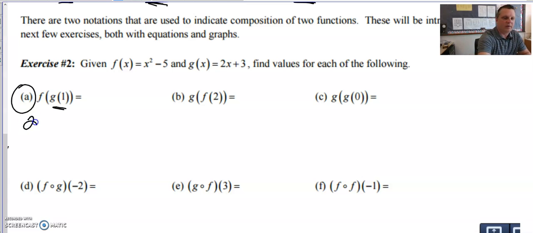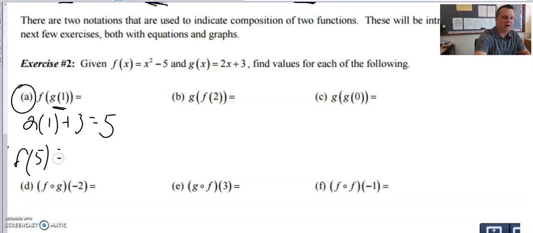So g of 1 is 2 times 1 plus 3, which gives us 5. So g of 1 is 5. And so we're plugging in f of g of 1, so f of 5. So we have 5 squared minus 5, which gives us 20. So you're substituting in twice to get the final output value.